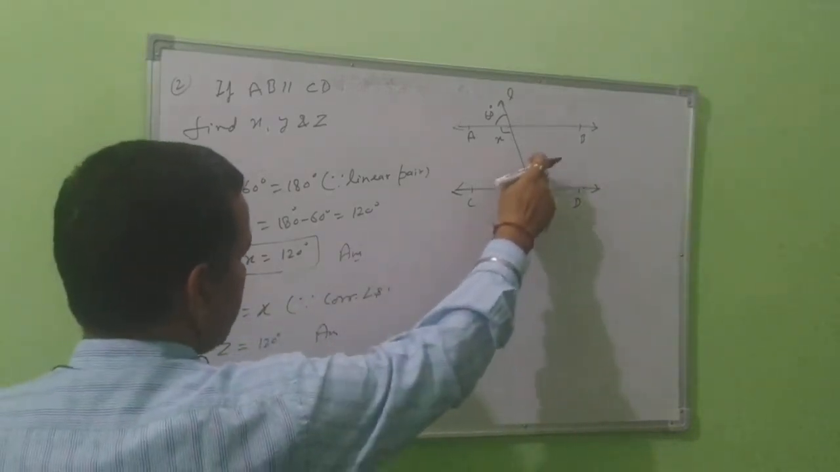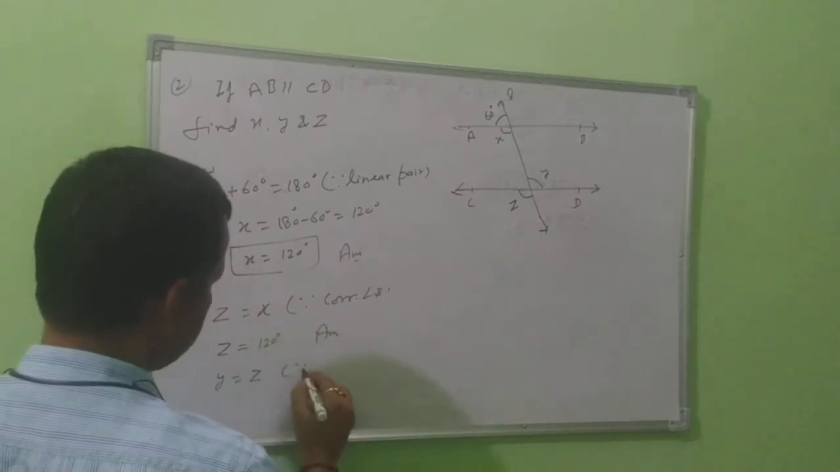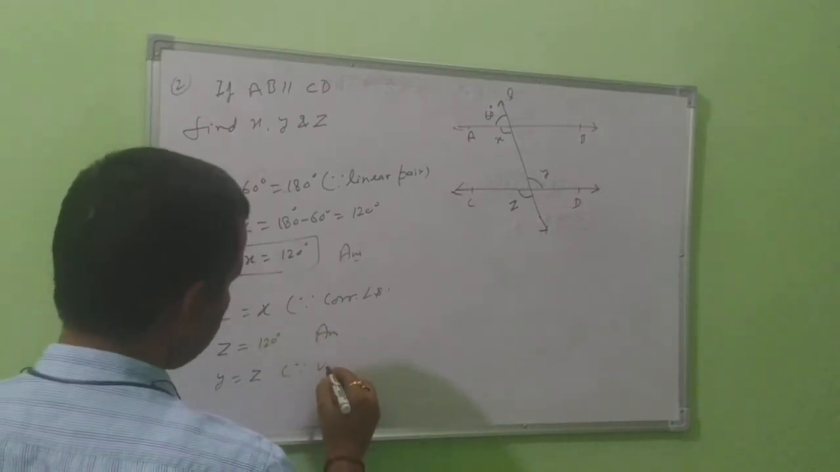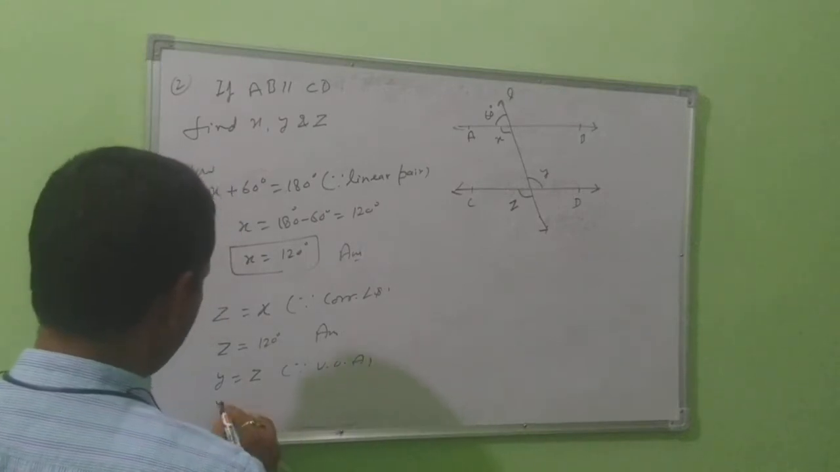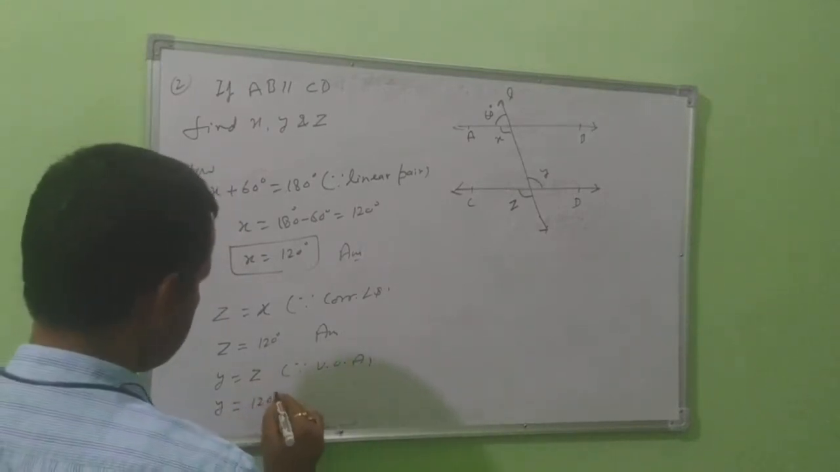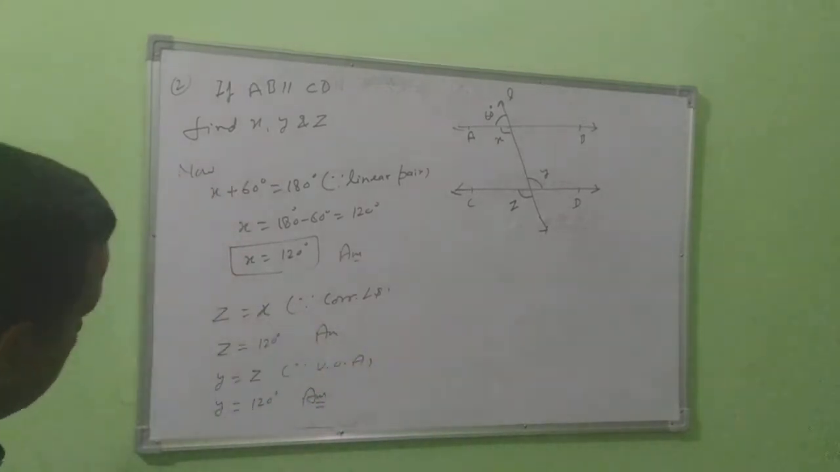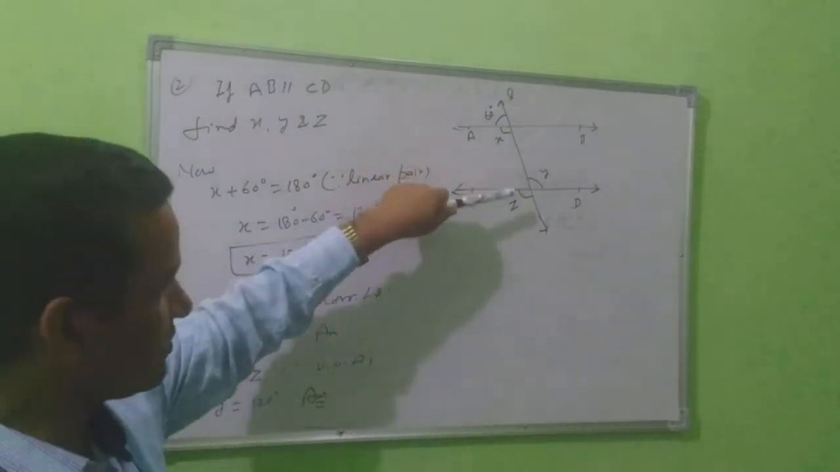What is the relation between y and z here? So now y equals z. What is this relation? This is the relation of vertically opposite angles. The value of y equals 120 degrees. This is your third answer. So very easily you get your answers x, y, z here.